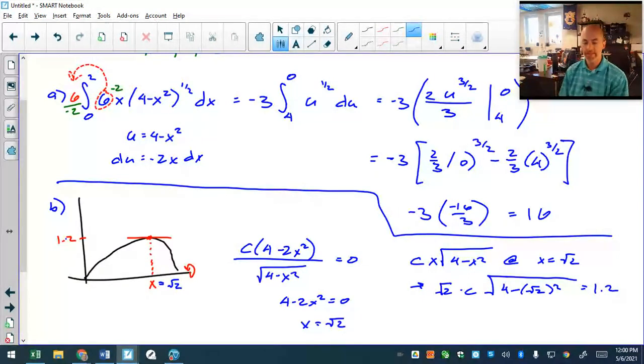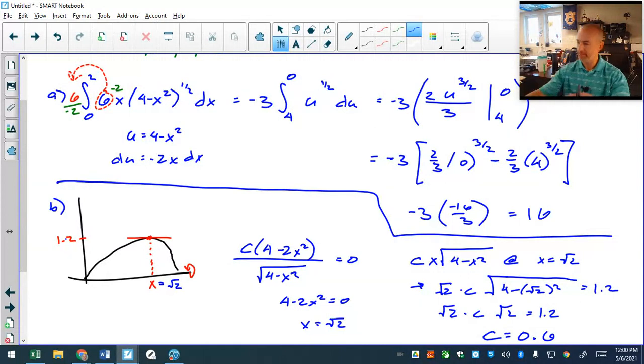We have to solve that equation, and it actually ends up being kind of nice. Square root of 2 times c times the square root of 2 as well is equal to 1.2. And when you divide by 2, c is going to equal 0.6. So there is your value of c.